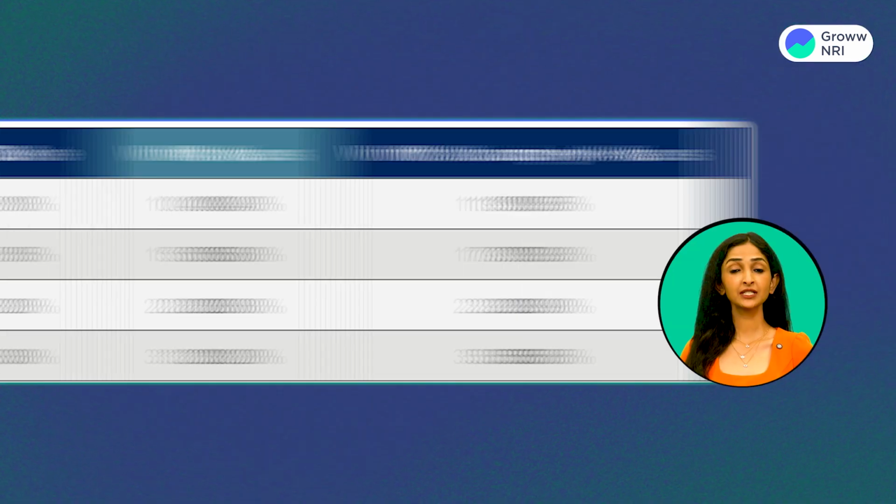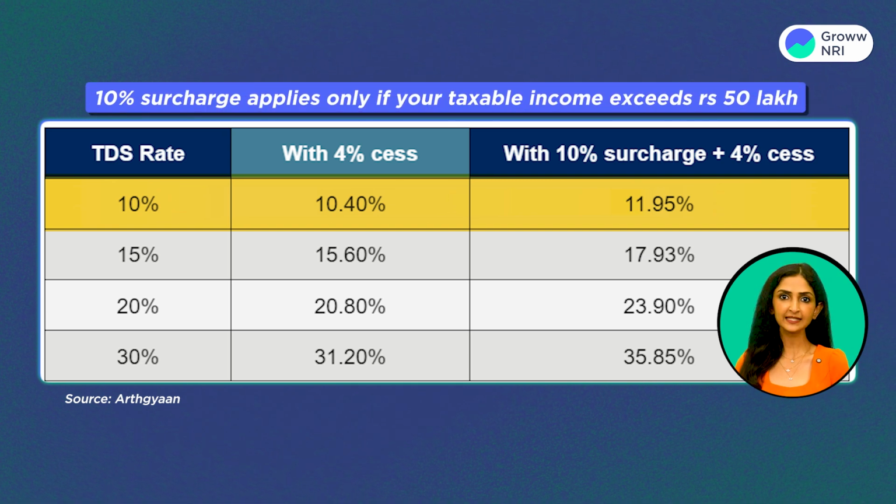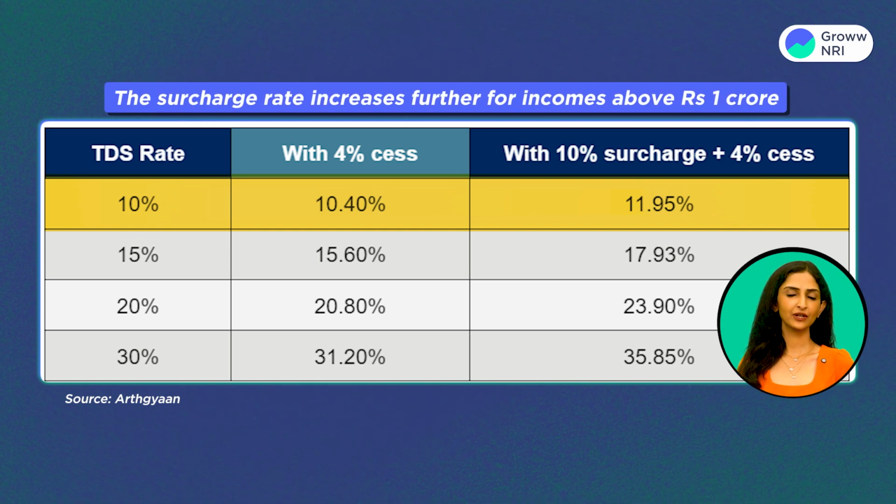A cess of 4% applies to all TDS rates. If the TDS is 10%, then with cess it becomes 10.4%, and with 10% surcharge plus 4% cess, it is 11.95%. Do note that a 10% surcharge applies only if your taxable income exceeds 50 lakh rupees, effectively adding an extra tax on the extra you owe. The surcharge rate increases further for incomes above 1 crore rupees.